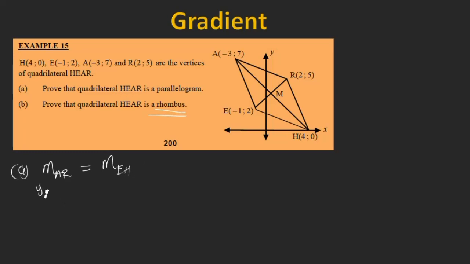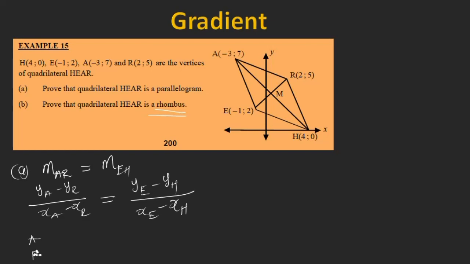You'll say y at A minus y at R all over x at A minus x at R. This should be equal to y at E minus y at H all over x at E minus x at H. And then you write the coordinates of A and then the coordinates of R here, and then you substitute them into the equation. The final answer you get should be equal to the one from the coordinates of E and the coordinates of H, which you write here, then you substitute them here, and then you prove that this side must be equal to that side once you are done with it, right?